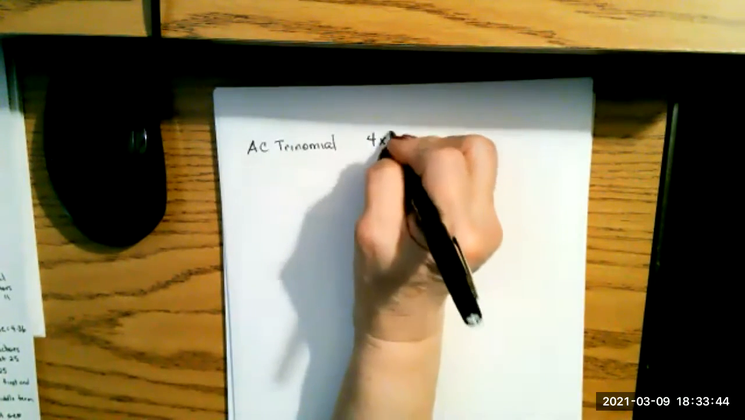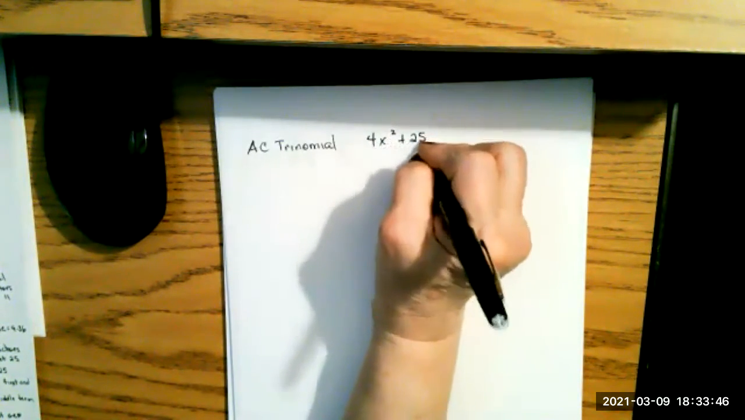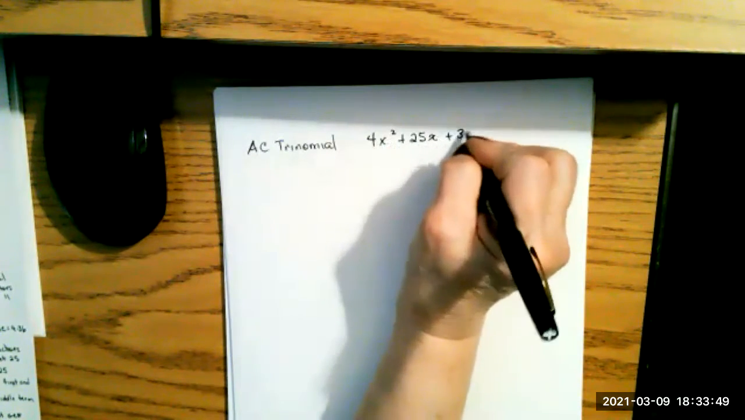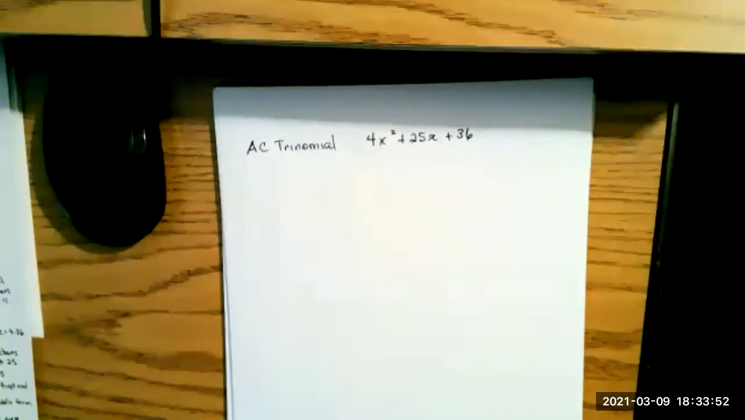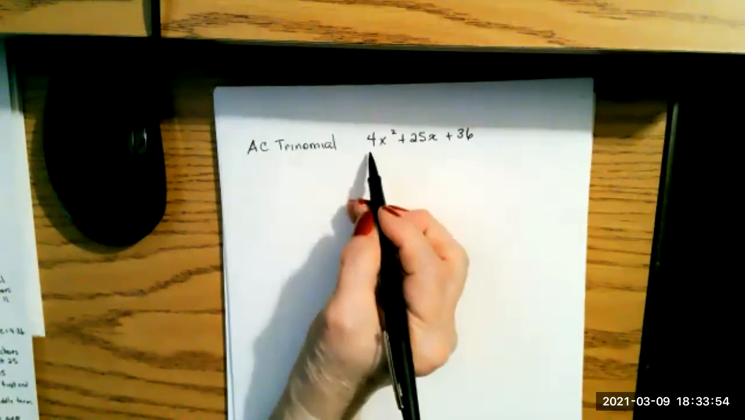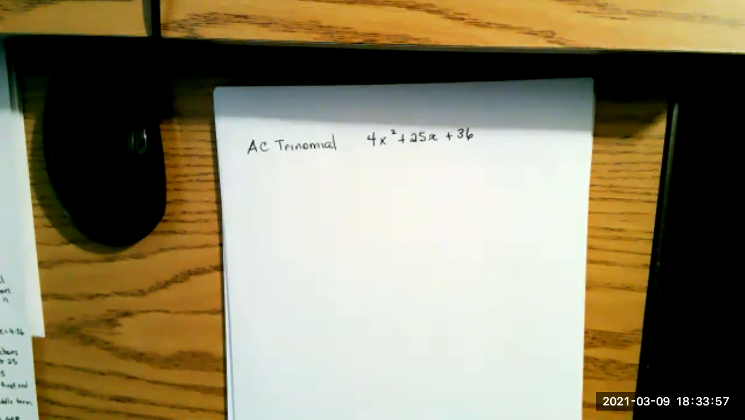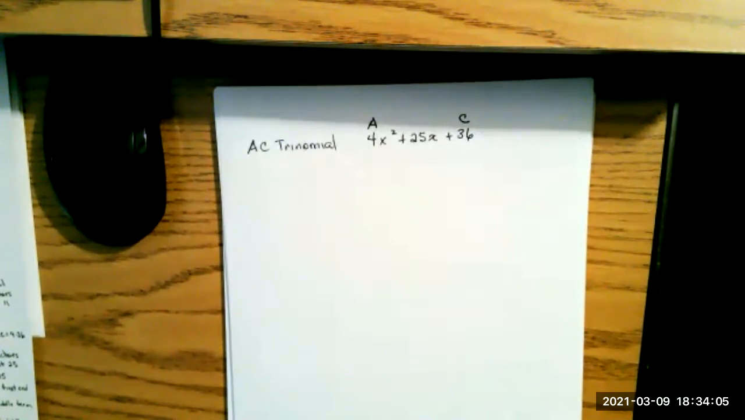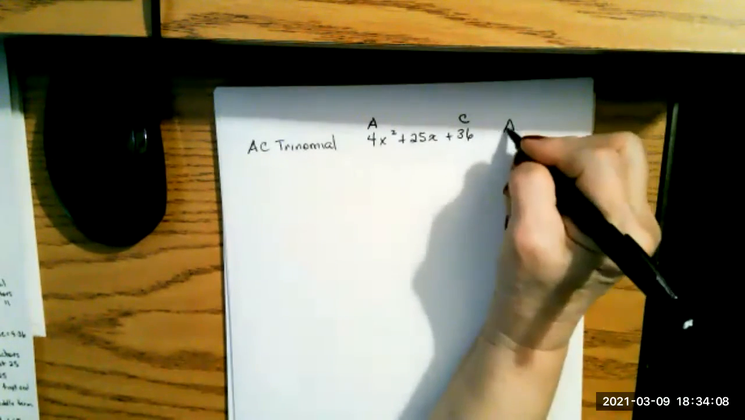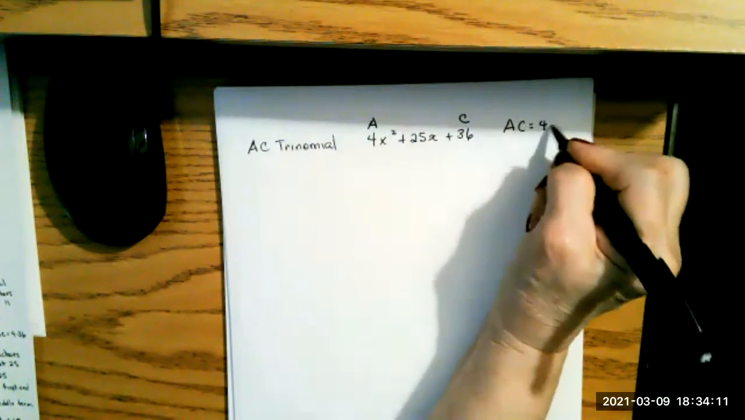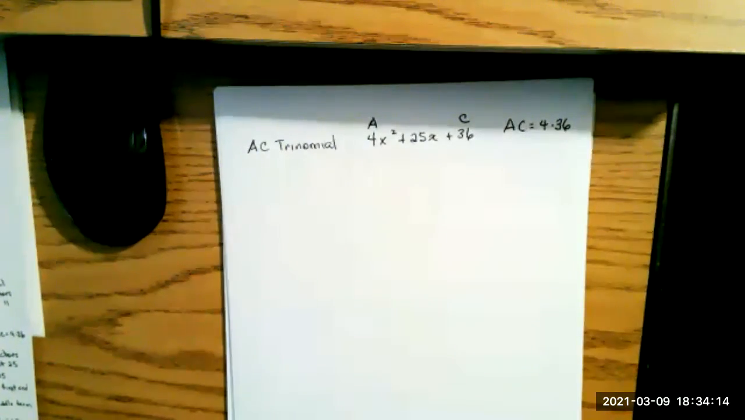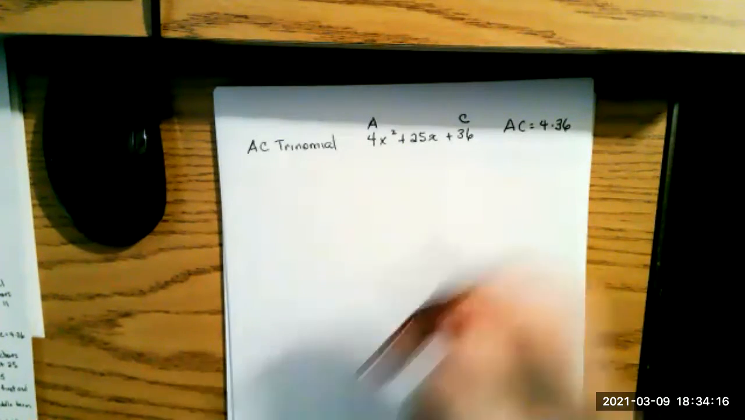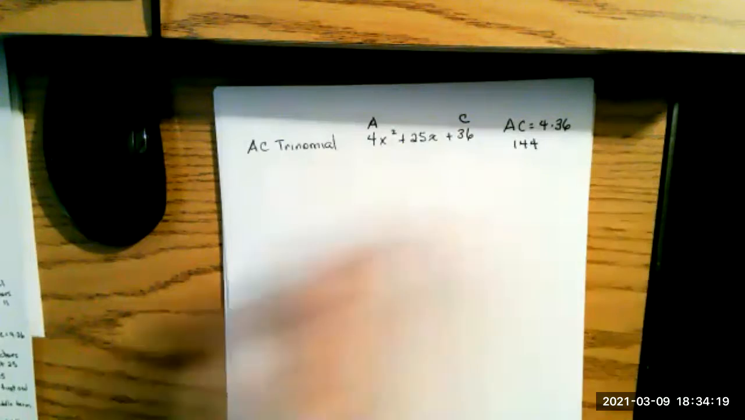This one takes a lot more work. 4x squared plus 25x plus 36. See how it has that 4 in the front? That tells you it's an AC trinomial, because the A is 4 and the C is 36. So if I did AC, I would have 4 times 36, and 4 times 36 is 144.